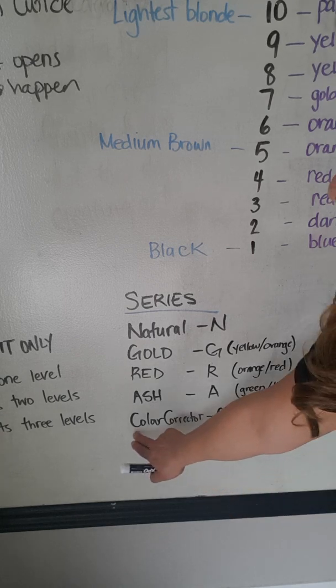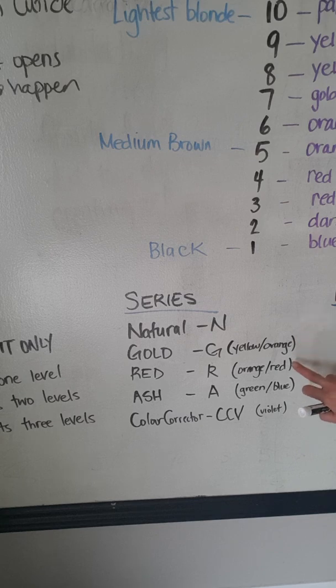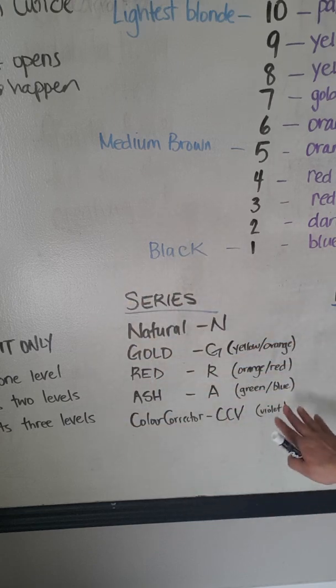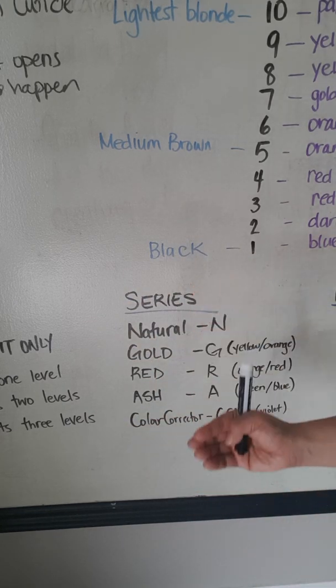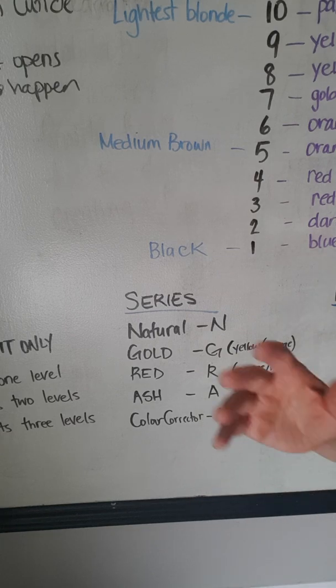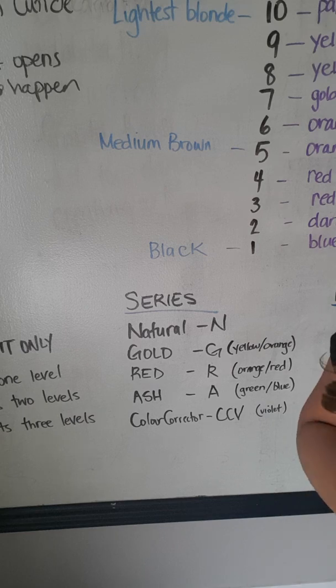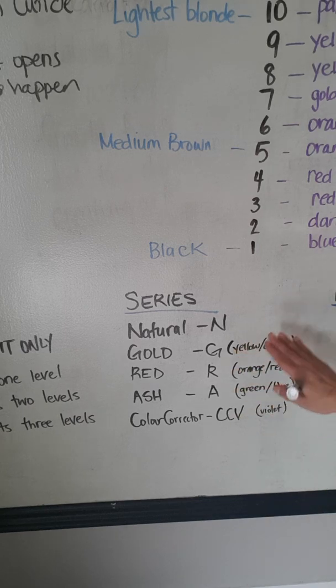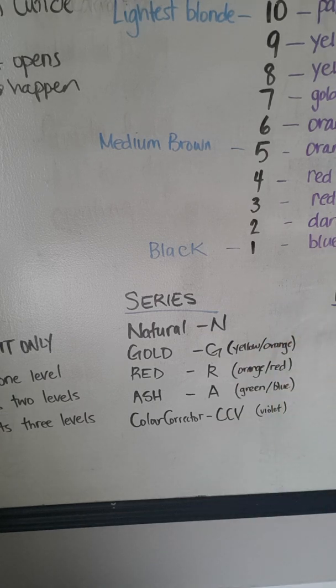And then they have a series called Color Corrector, which will contain the violet. All of these colors, the primary and secondary colors, are represented in these 5 basic series. Now that book I showed you had a lot more than 5 basic series, and many different color companies will have a lot more. But I'm giving you the very, very basics today to introduce hair coloring theory to you in the most basic way that I can.